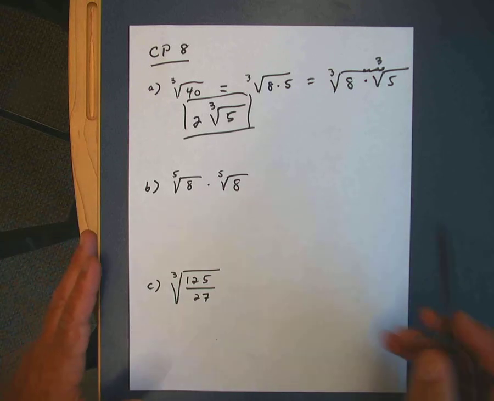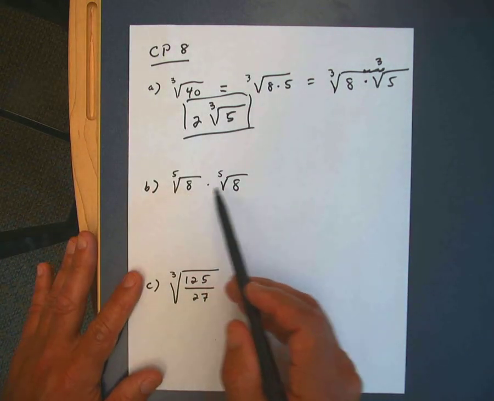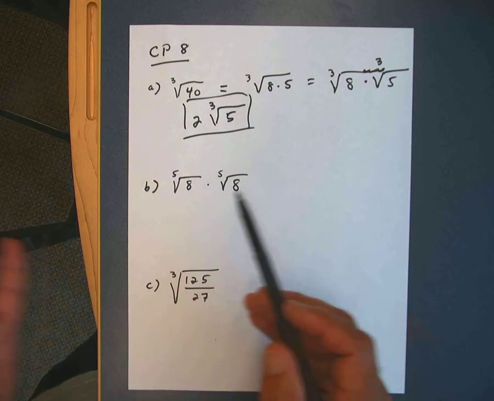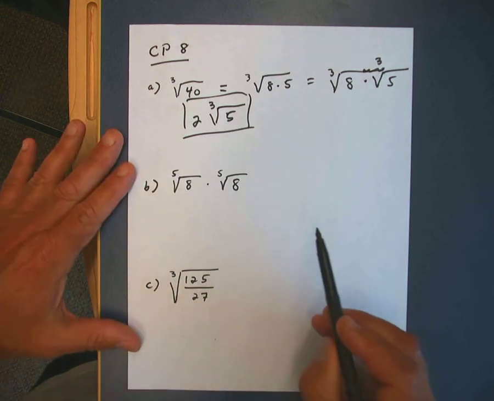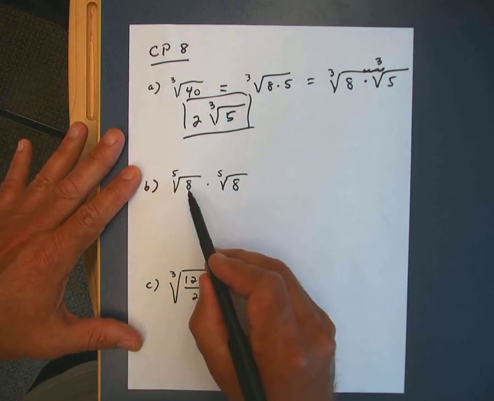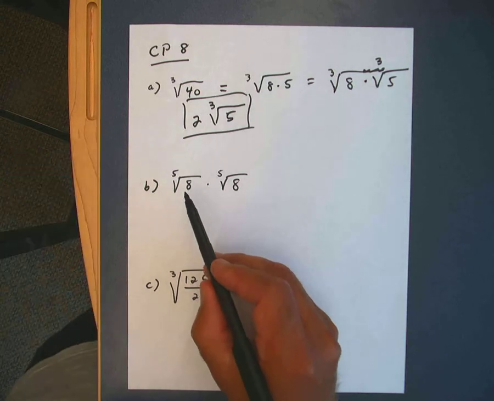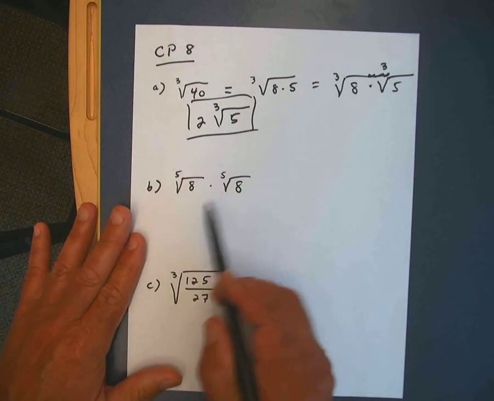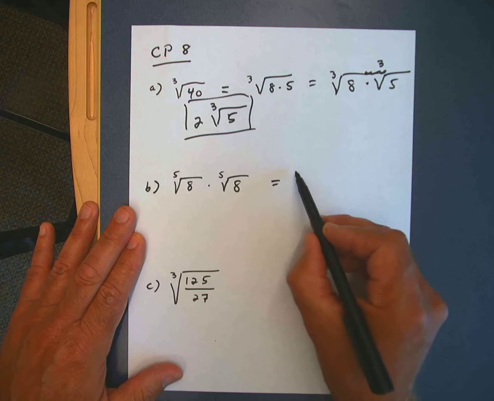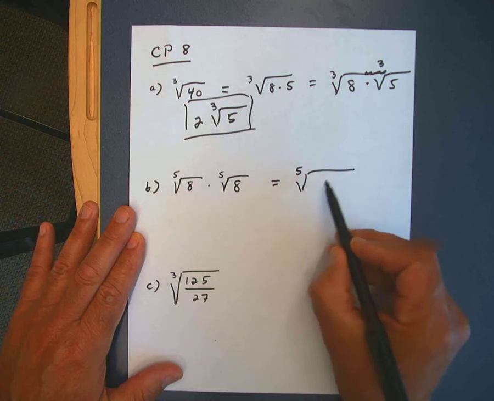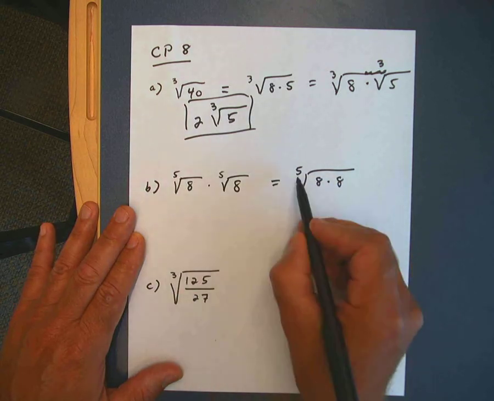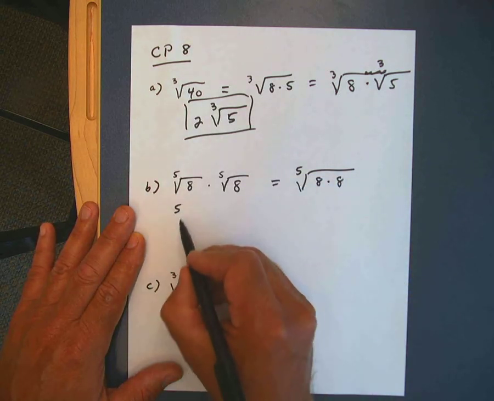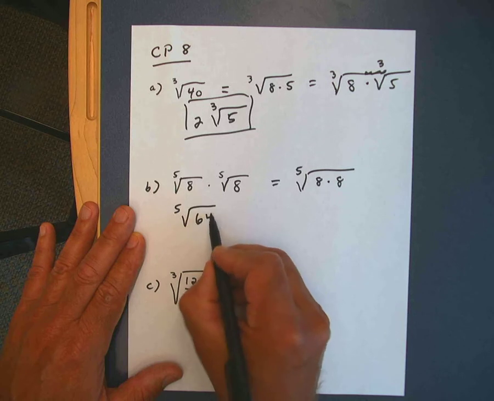You can put the products back together and then work with them. So with this one, you can't simplify, since 8 does not have a fifth root. There's no integer that you can raise to the fifth power to get 8. But if we put them back together, we can actually find one. So let's put it under one radical sign. This is the same as the fifth root of 8 times 8, which is the fifth root of 64.